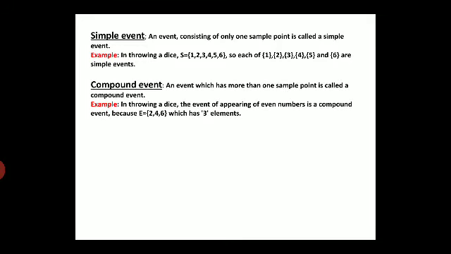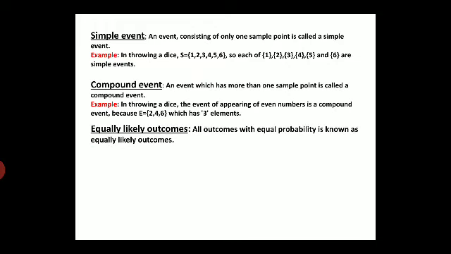Then we will discuss about compound event. An event which has more than one sample point is called a compound event. Example, in throwing a dice, the event of appearing of even number is a compound event because the elements in E are 2, 4, 6, which has 3 elements.